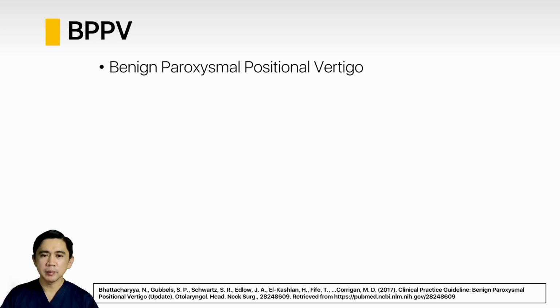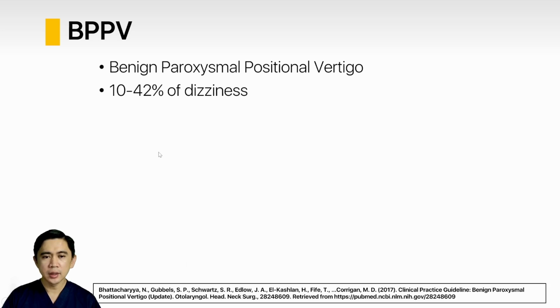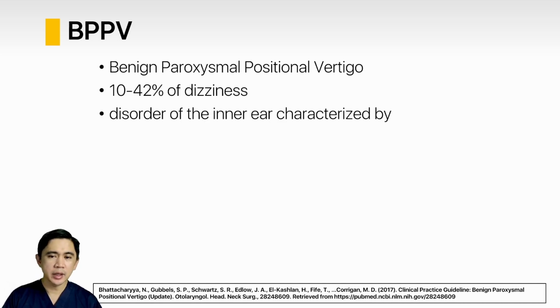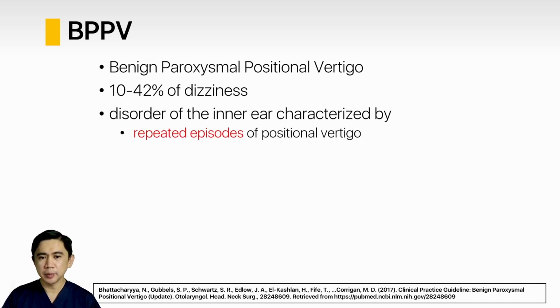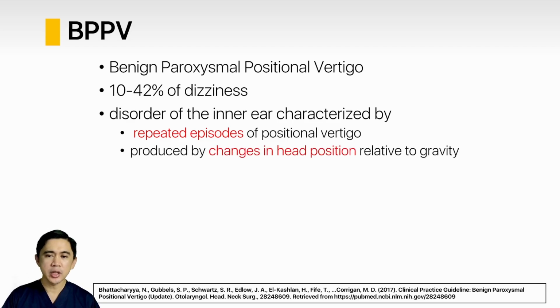BPPV stands for benign paroxysmal positional vertigo. And according to this article, it comprises up to 42% of all dizziness. BPPV is a disorder of the inner ear characterized by repeated episodes of positional vertigo, and it is triggered by changes in head position relative to gravity.